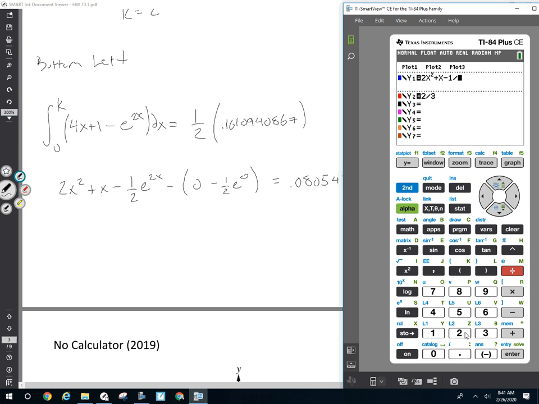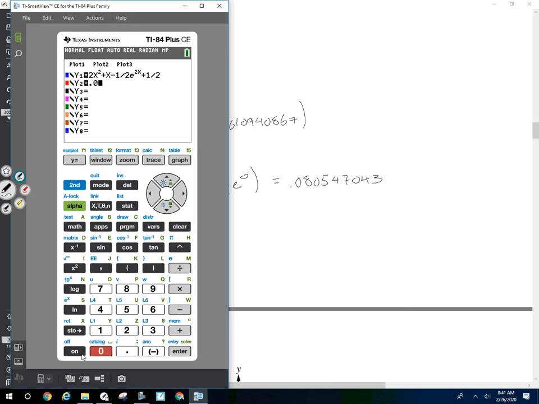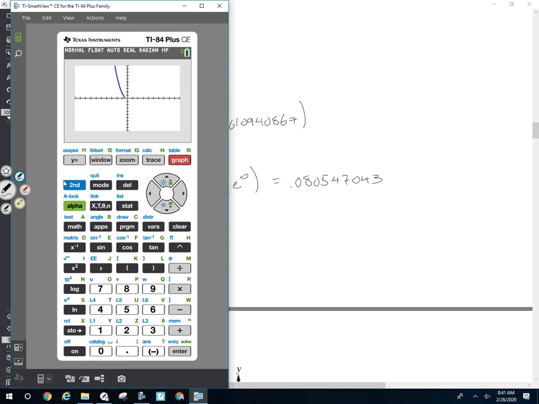1/2 e to the 2x, minus, it ends up being plus 1/2. That's the left side. The right side is 0.080547043. Graph. This intersection right here between 0 and 1, second calc, intersect that one, 0.330.